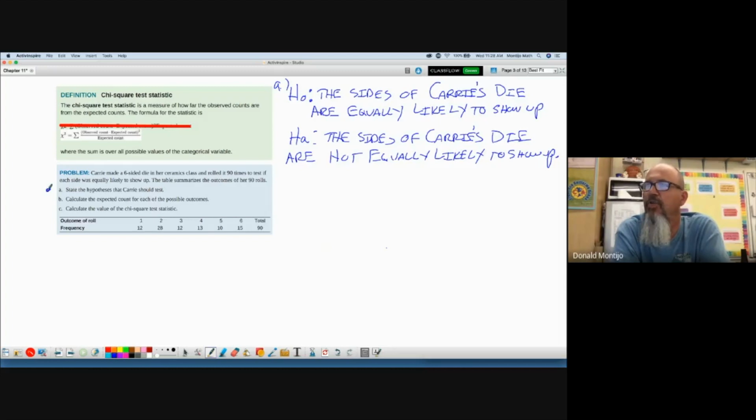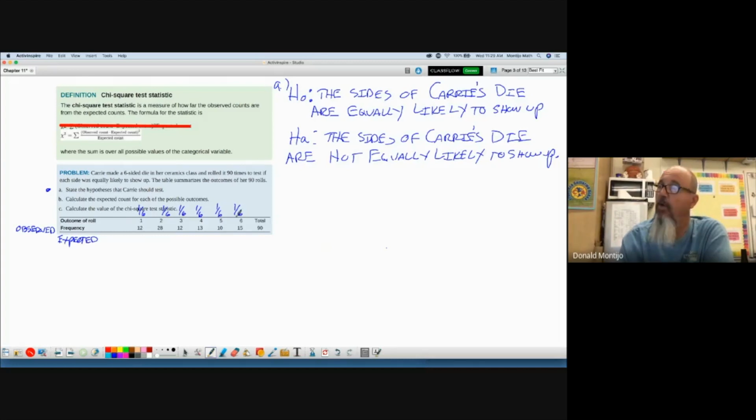Part B asks us to calculate the expected count for each of the outcomes. I like to write expected right underneath the observed. Just makes it easier for me. This frequency is really the observed, right? That's what we saw happen. Now, how do we find the expected counts? We take the hypothesized proportion times the total. So for the expected, each one, we expected it to show up 1/6, 1/6, 1/6, 1/6, 1/6, 1/6.